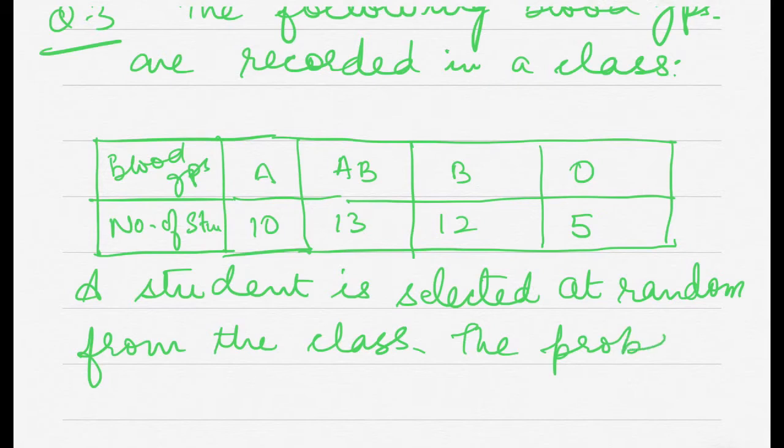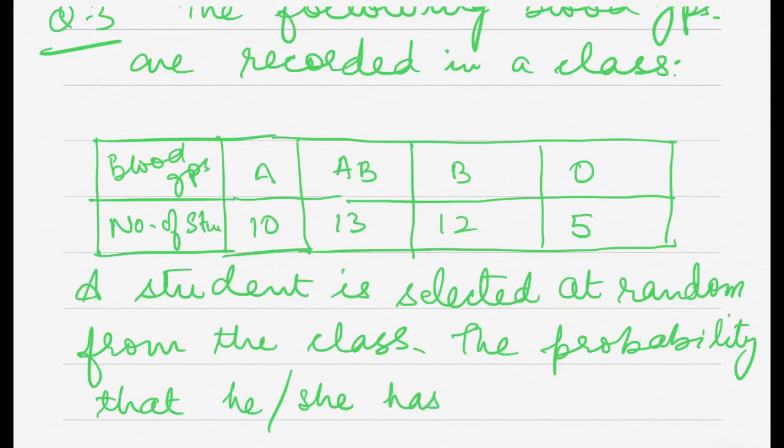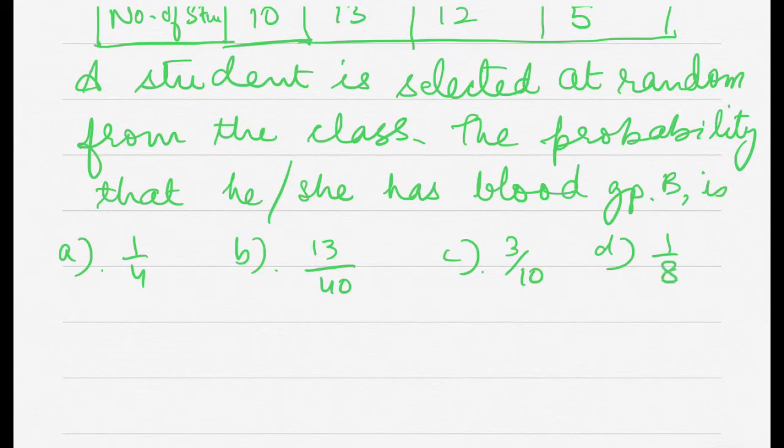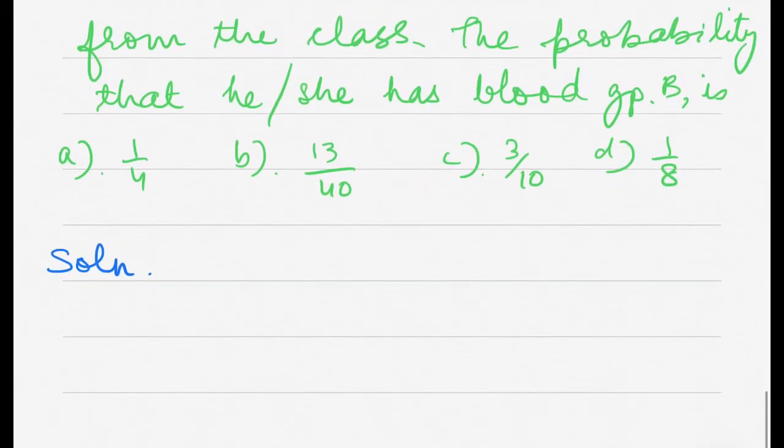The probability that he or she has blood group B is, okay, this is a multiple choice question again. So A option is 1/4, B option is 13/40, C option is 3/10, and D option is 1/8. Okay, so now let's see the solution. We'll go to solutions now.